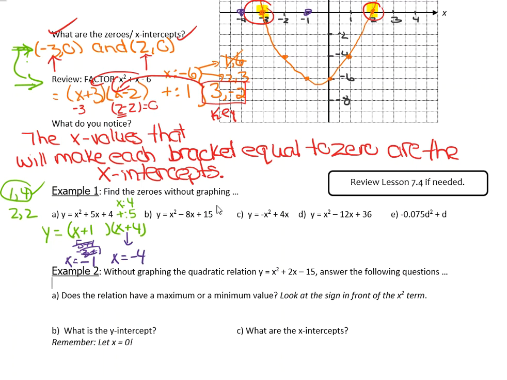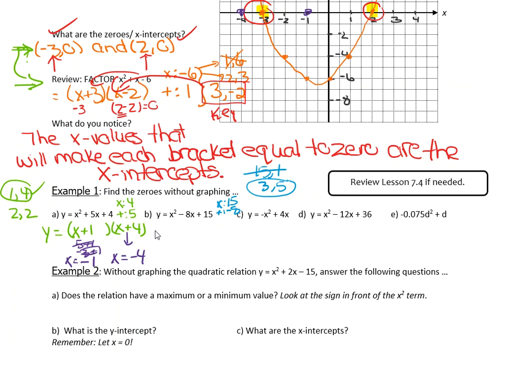Next one. What multiplies to 15 and adds or subtracts to negative 8? All right, what are the factors of 15? We've got 15 and 1. They multiply together to give me 15, and 3 and 5. But I need to get a negative 8. That's not going to work. This will probably work, but I need to think about the signs.